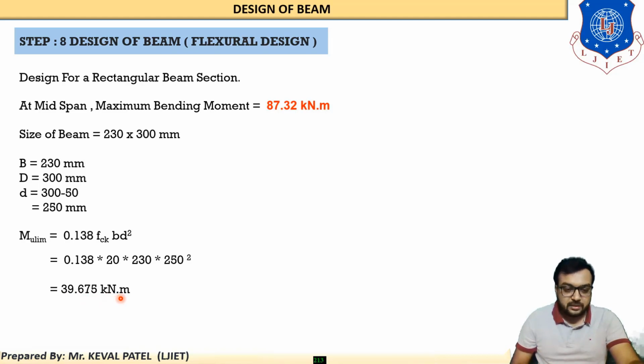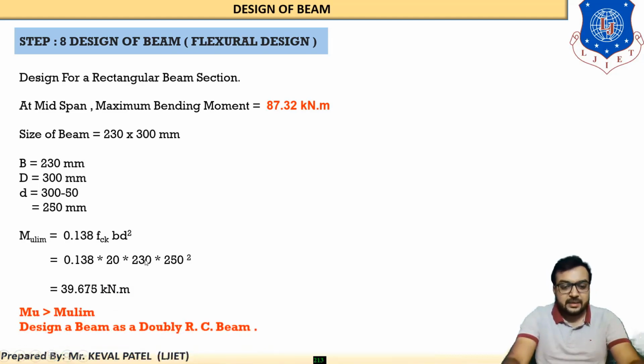39.675 kilonewton meter. So this is our MU, the ultimate moment, and this is our MU limit. You can see that our MU is greater than MU limit. So this beam is designed as a Doubly RC beam. This is chapter number 4 of your ESD, Elementary Structural Design, in which you first have to find out ASC, area of steel in compression. So now let us revise chapter number 4 of ESD.